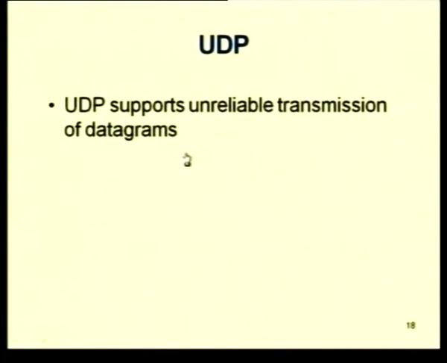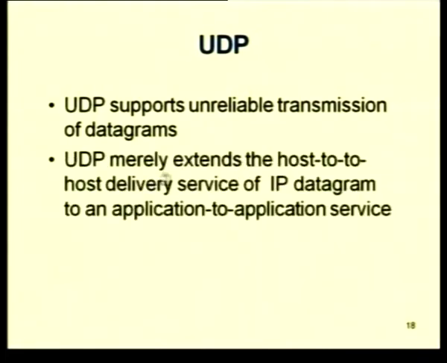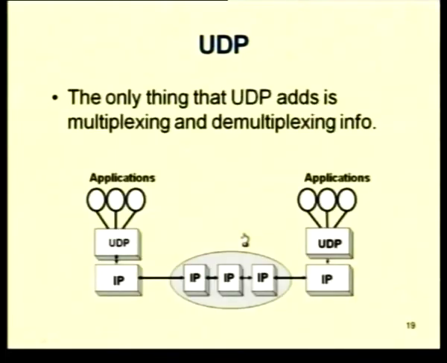As I just said, UDP supports unreliable transmission of datagrams. UDP merely extends the host-to-host delivery service of IP datagrams to an application-to-application service. That is, UDP sits on top of the IP protocol, and IP, we know, provides a host-to-host delivery service. Now UDP sitting on top of IP allows you to provide an application-to-application service. So what is it that UDP does? The only thing that UDP adds is multiplexing and demultiplexing information.